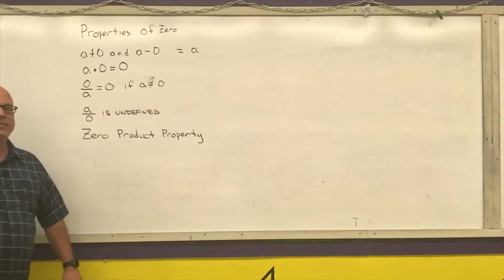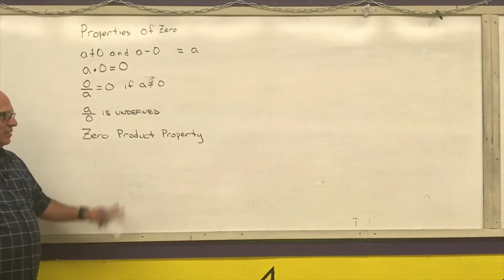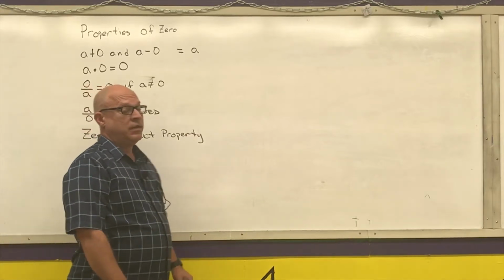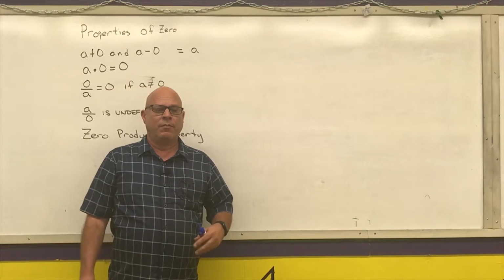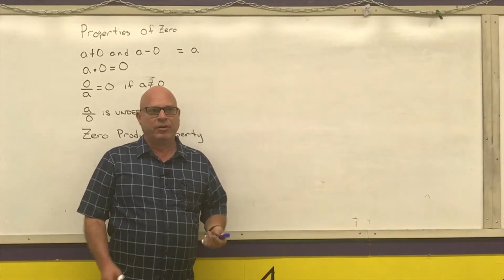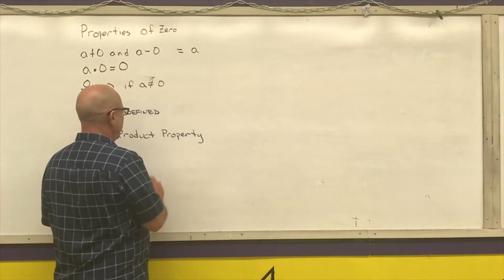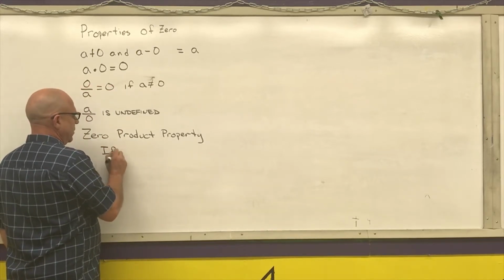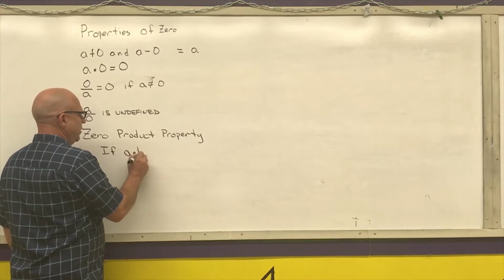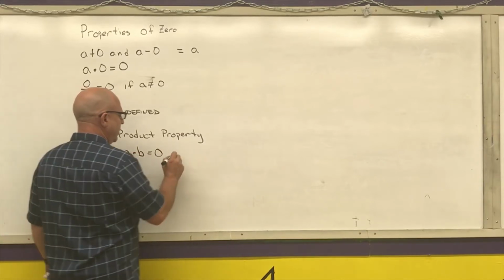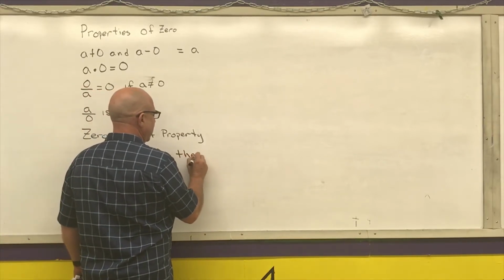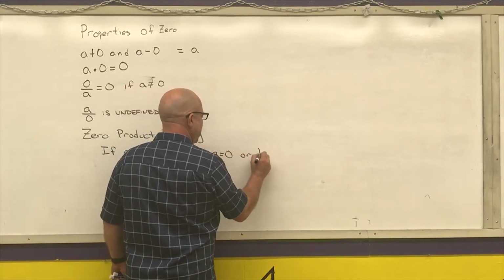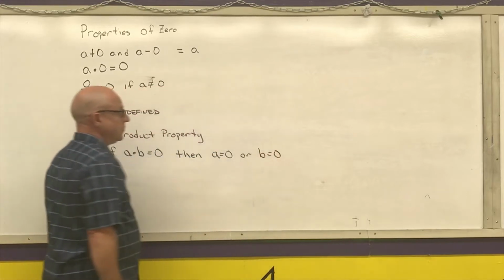And you will be using this in Algebra 1 and beyond to solve more complicated, well, I won't say complicated, equations other than linear equations. You will be using the zero product property. And that states if A times B is equal to 0, then A is equal to 0, or B is equal to 0.